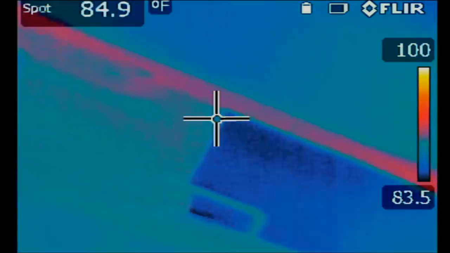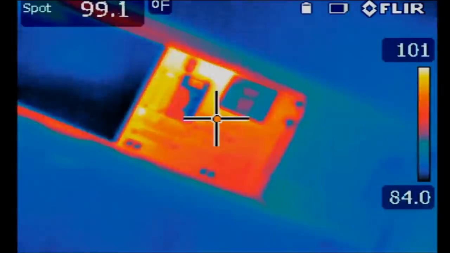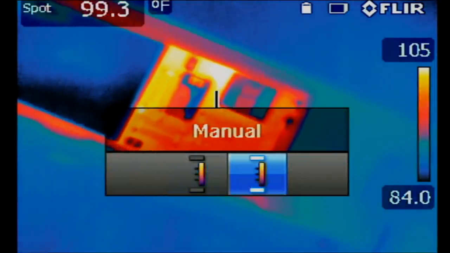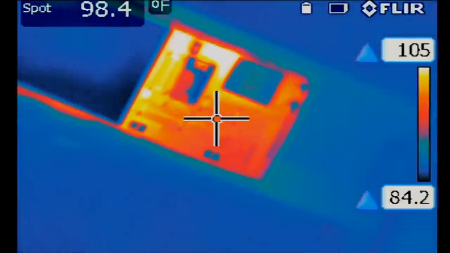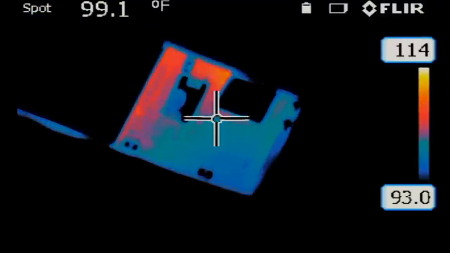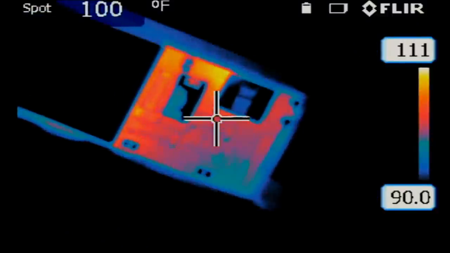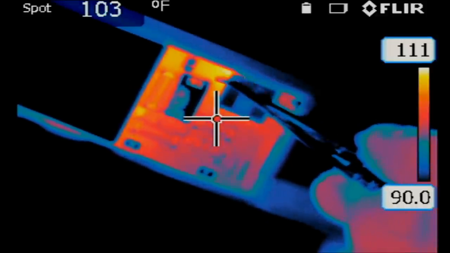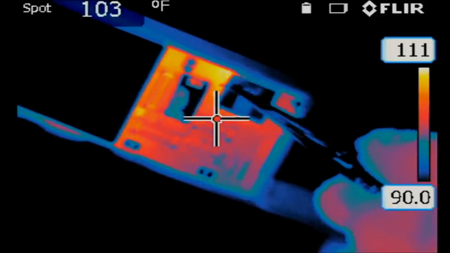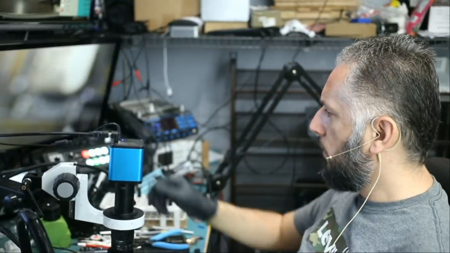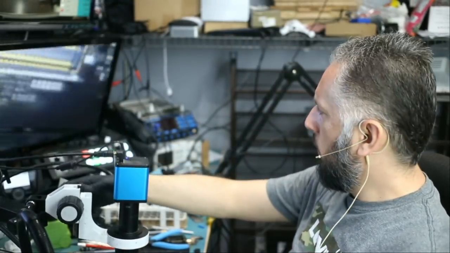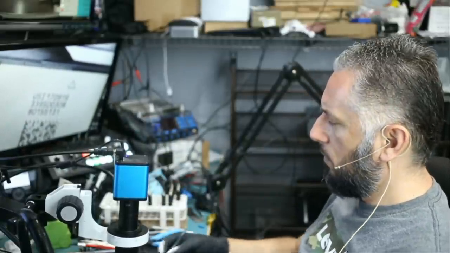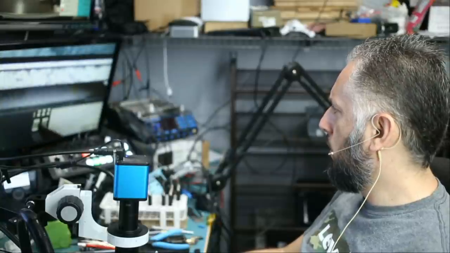Okay, anything else on the board? Nothing. What if we try to pinpoint where heat is coming from? Let's go to manual mode. Yeah, heat is coming from right over here. Let's check and see what's going on in this area. So it's to the left of this chip here. It could be one of those caps.